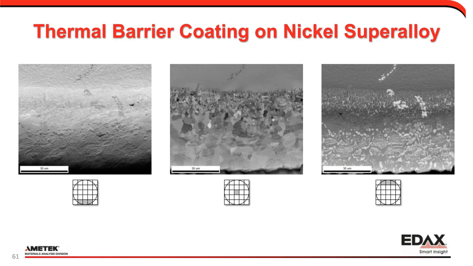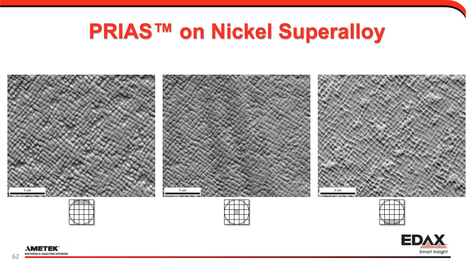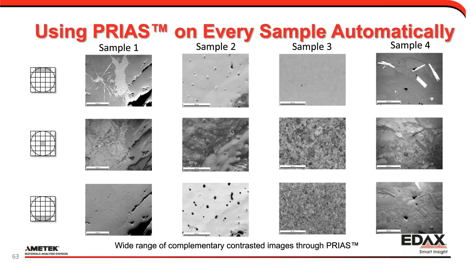And if we go within the nickel, I think this is just a really cool example, because we can actually go in and resolve the gamma prime microstructure within the superalloy itself. And so pretty much now, in our lab, on almost any sample, we at least look at the different Prius images to see the types of contrast available.